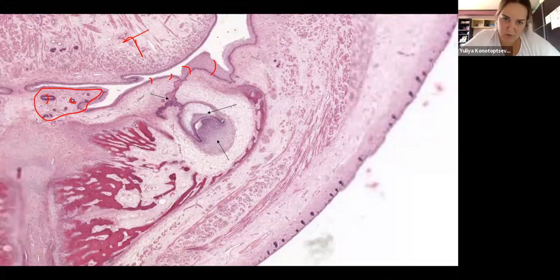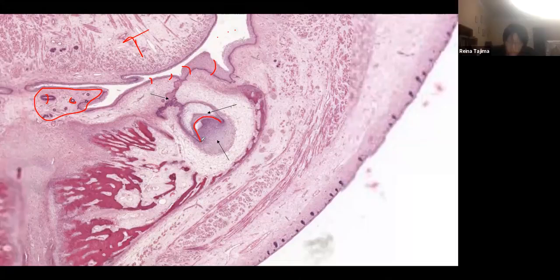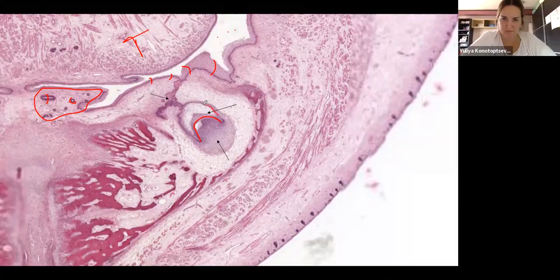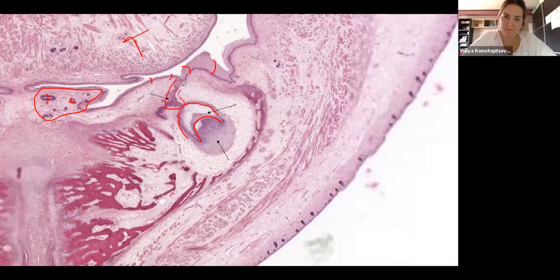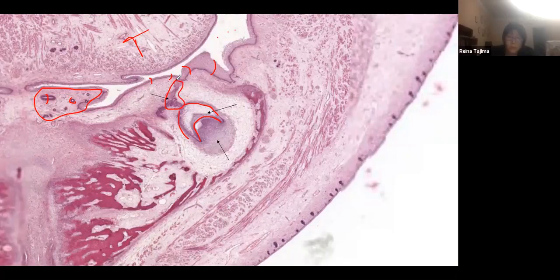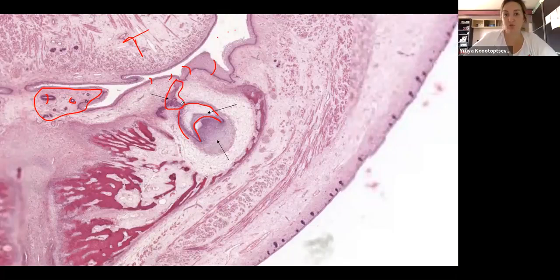So this I'm going to highlight and you're going to tell me what is this? If you know that this is a cup stage, so what is this? Inner enamel epithelium. Very good. What is this? Outer enamel epithelium. What is this? Dental lamina. It is connecting your tooth all the way to the oral cavity epithelium.